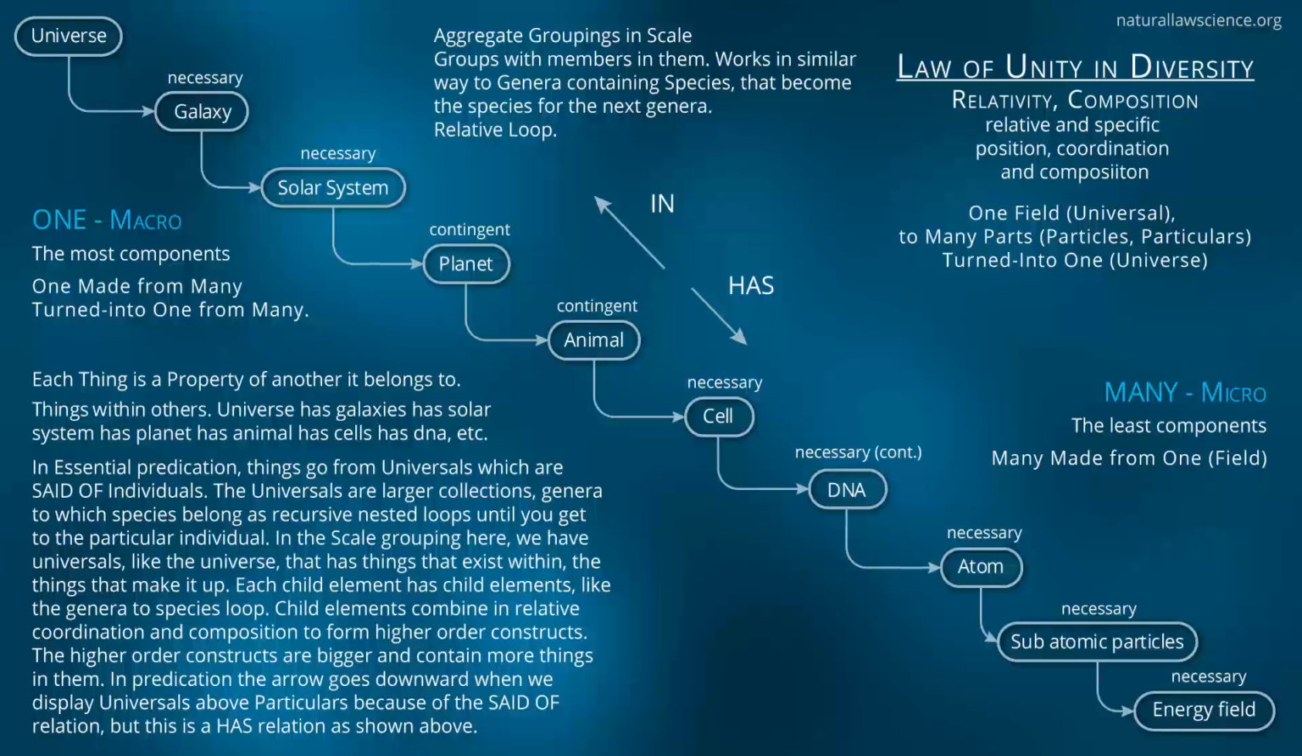Planet. Animals are contingent for planets. You can have planets with no animals on them. It's still a planet, right? Okay. But the rest are all necessary.